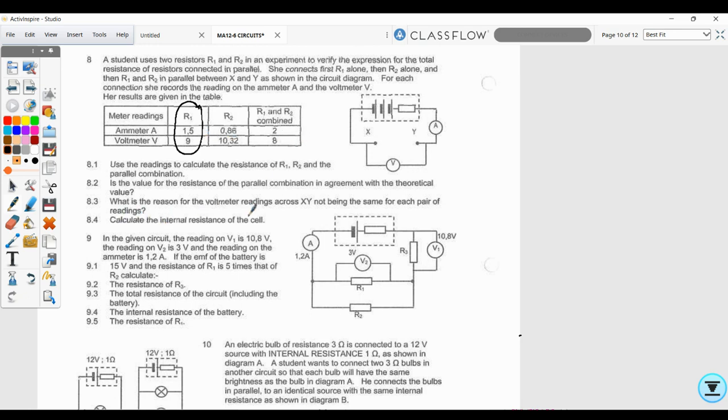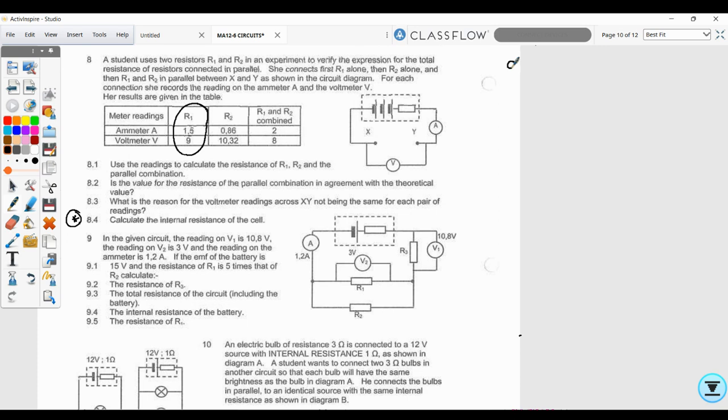If they ask us now to calculate the internal resistance of the cell, can we do it? Yes. How? Actually, that's a good question. Can you try to find R total and I total? What always stays the same? EMF and little r.